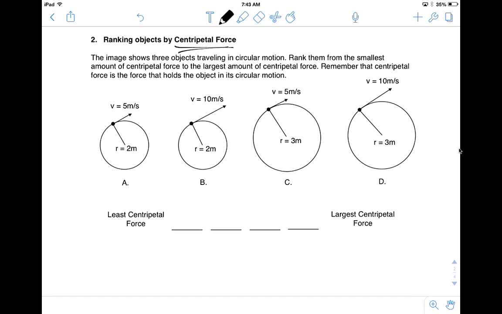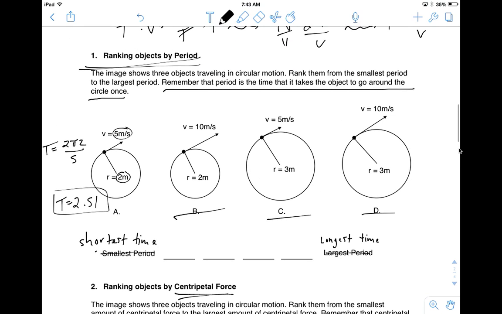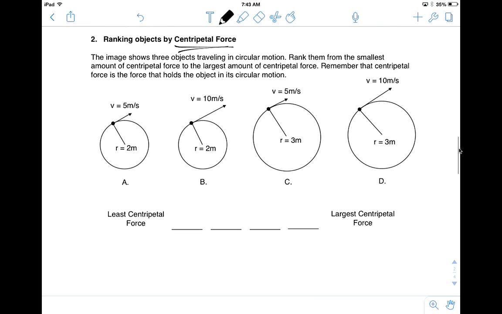So it's really important when you get to the quiz, you need to identify, all right, are they asking me about period or are they asking me about centripetal force? Because notice that this problem looks really similar to this problem, but they're asking about 2 different things. Okay, so centripetal force is going to be a little bit different than period because period is just the time. Centripetal force is the amount of force that it takes to hold that object in its circle.